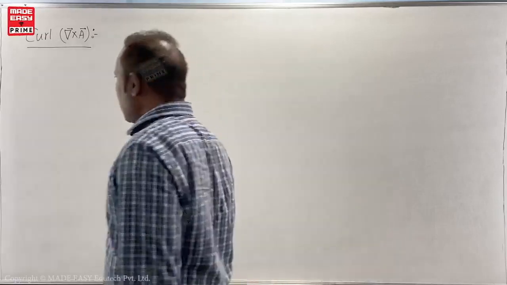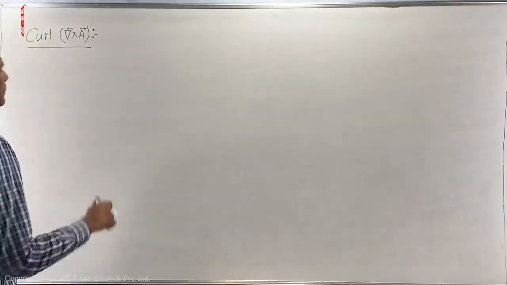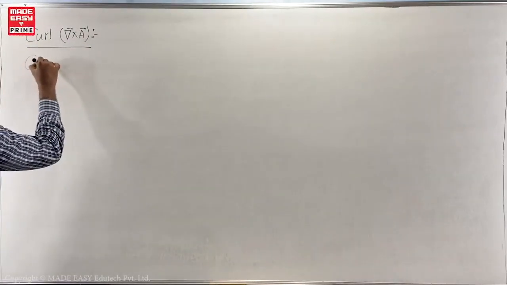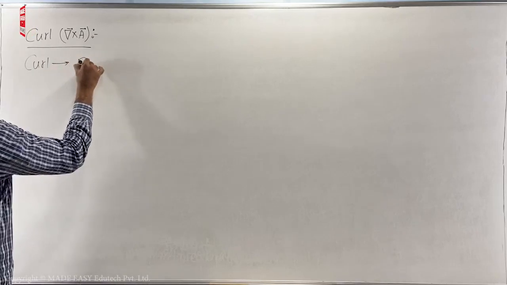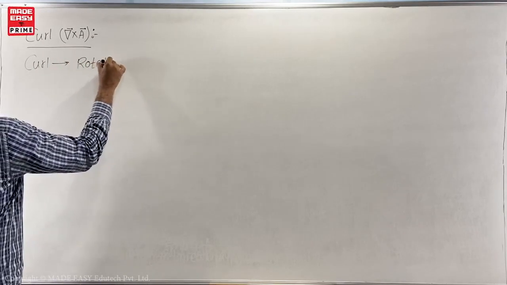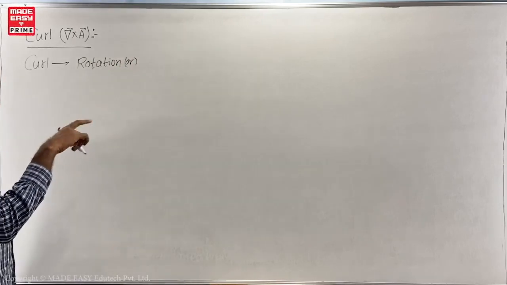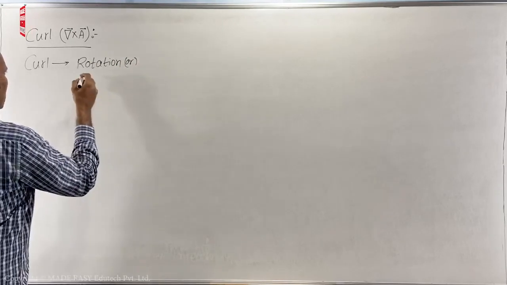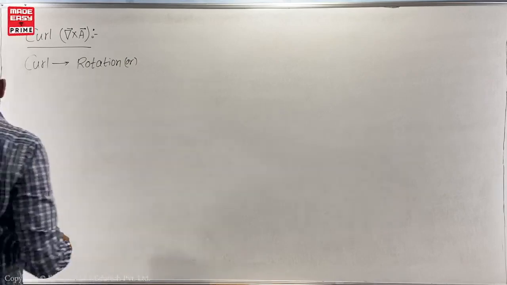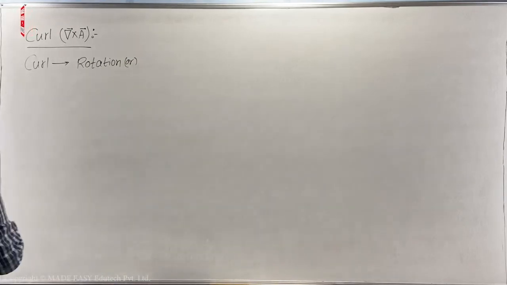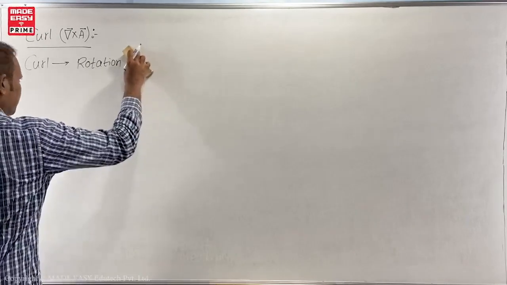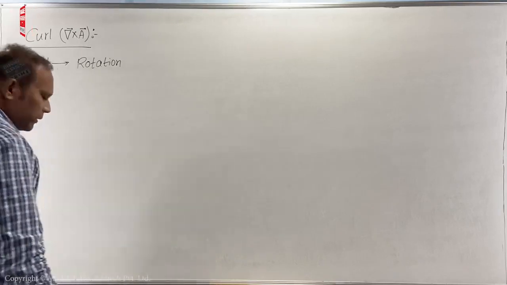Now let us talk of curl. So actually the meaning of curl is rotation, or otherwise it is also called closed line. Closed line means circulation. So curl means rotation actually. That is the physical meaning.